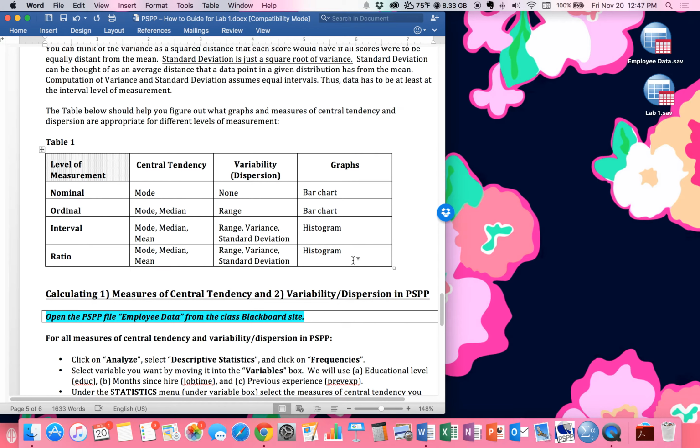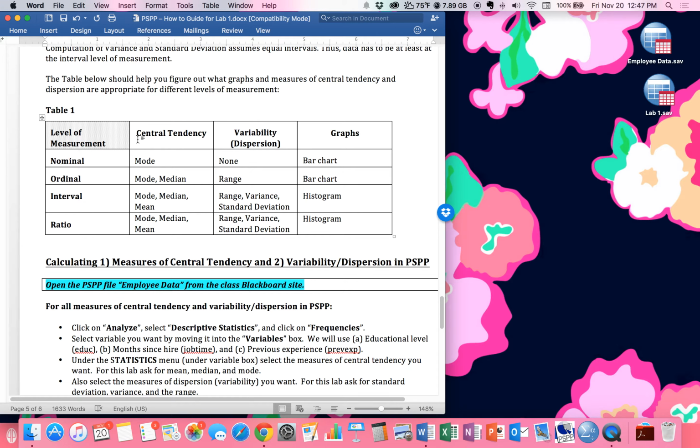Okay? So here we have a reminder of, based on our level of measurement, what measures of central tendency we can use, what measures of variability we can use, and what graphs we can use. Now this is really important because we have to be able to identify level of measurement and then know, based on the level we collected our data at, what measures of central tendency we can use, what measures of variability we can use, and how we can display our results. So the lower the level of measurement, the less we can do with the data.